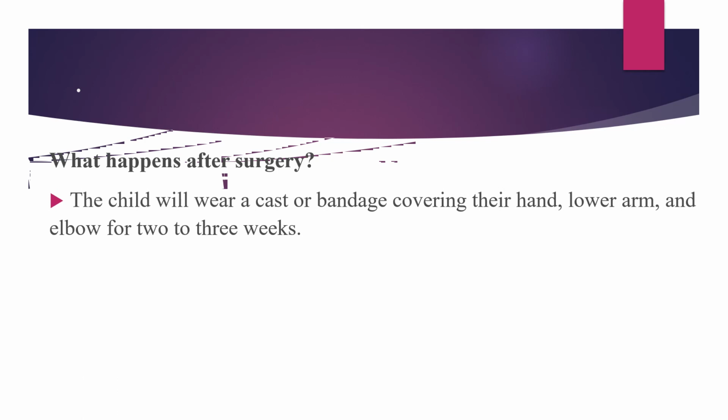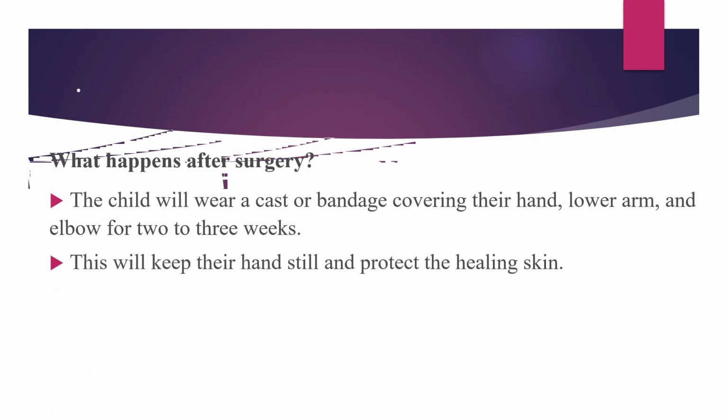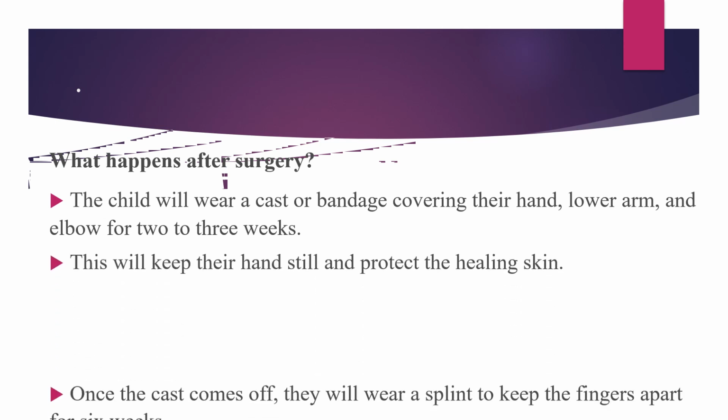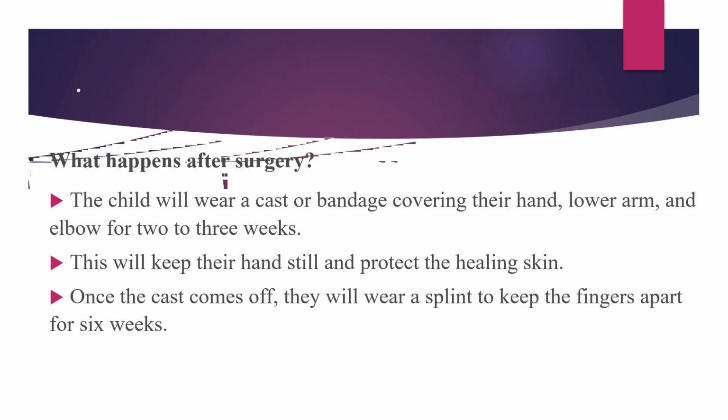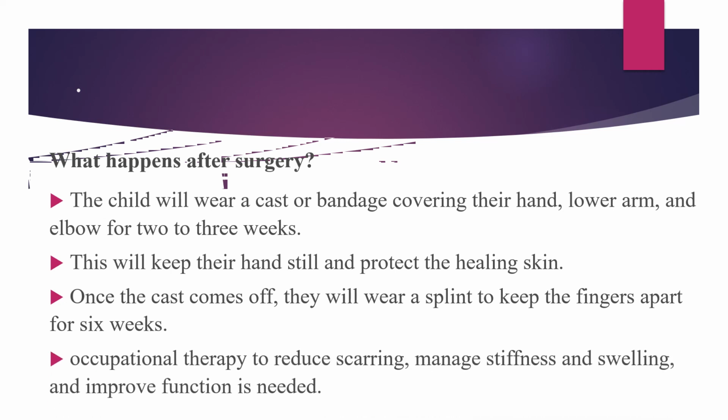After surgery, the child will wear a cast or bandage covering their hand, lower arm, and elbow for 2 to 3 weeks. This will keep their hand still and protect the healing skin. Once the cast comes off, they will wear a splint to keep the fingers apart for 6 weeks. Occupational therapy to reduce scarring, manage stiffness and swelling, and improve function is also recommended.